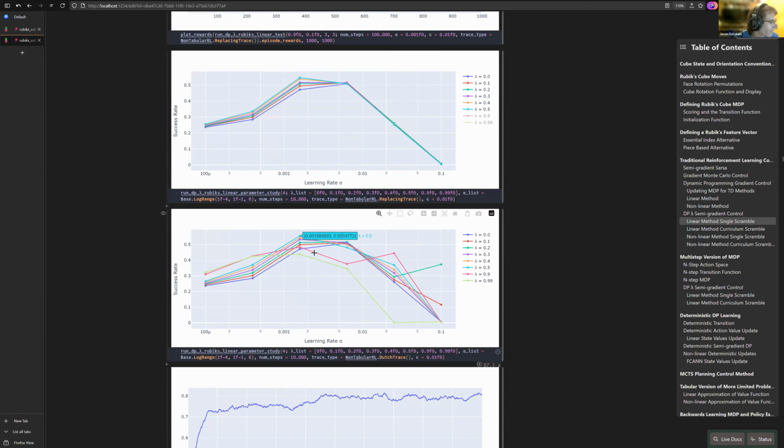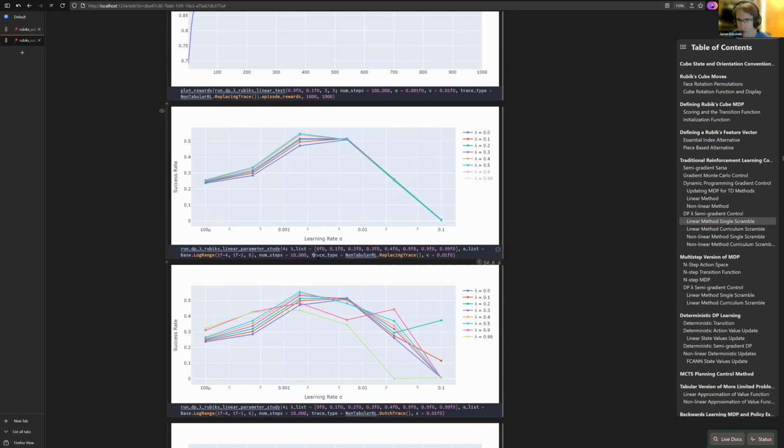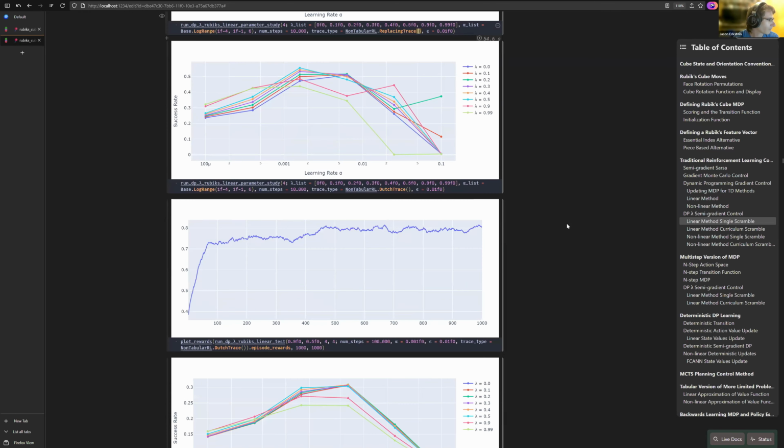Oh yeah, and this is also showing different types of eligibility traces that you can use. A very common trace to use when we have these binary features is this replacing trace. We can see this lambda value of about 0.5 looks actually good for linear approximation. But again, this is only for 10,000 steps.